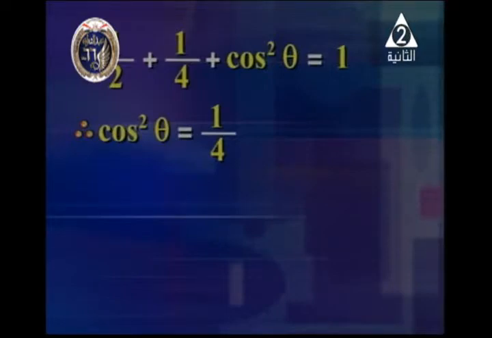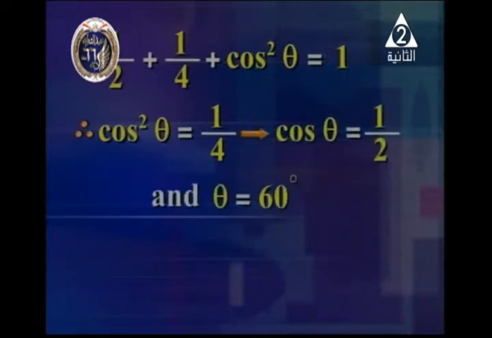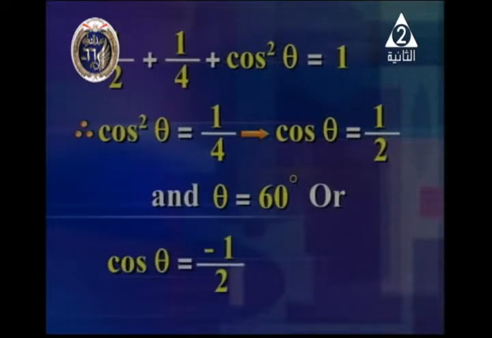The square root of 1 over 4 equals what? Excellent student, cosine theta equals positive or negative 1 over 2. If cosine theta equals 1 over 2, in this case theta equals 60. But if cosine theta equals negative 1 over 2, excellent student, theta equals what? 120. Then we have two values of theta. Theta equals 60 when cosine theta equals 1 over 2, but theta equals 120 when cosine theta equals negative 1 over 2.